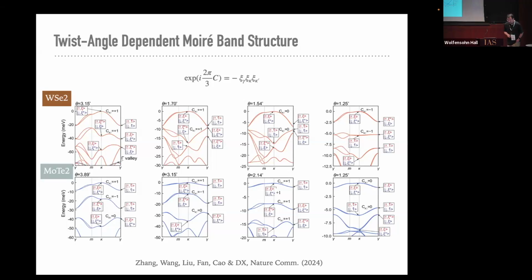Okay, but now let's also look at the MoTe2, right? Now at 3.89, that's where the initial discovery was made. You have Chern number 1 and a -1. Now you reduce the twist angle, so 1, -1, 1, -1, 1, 1, 1, and then we'll go to 1.25, the Chern number becomes 0 and 0.